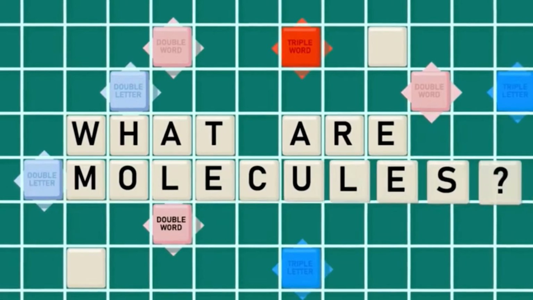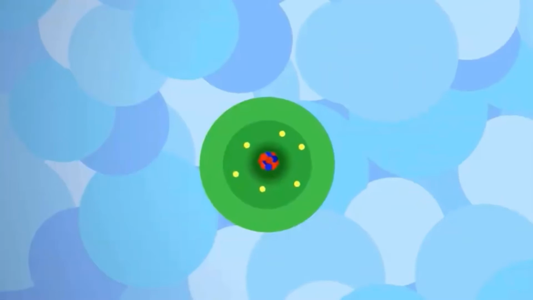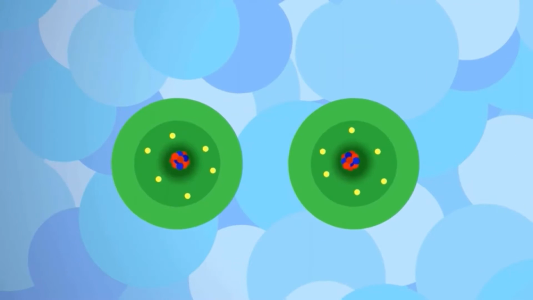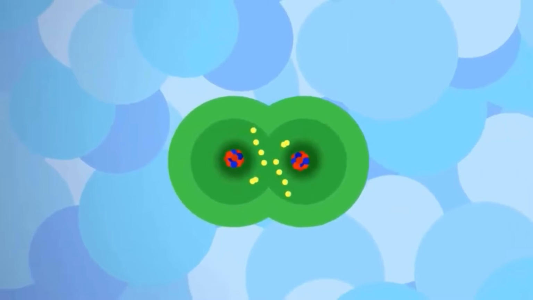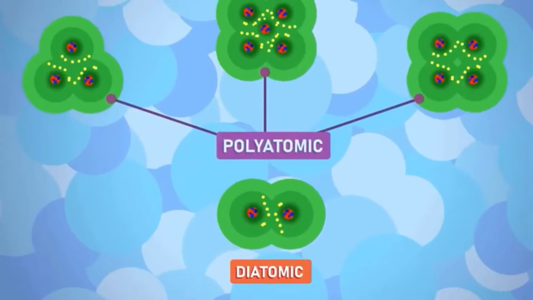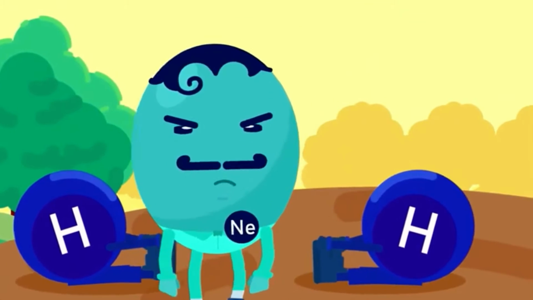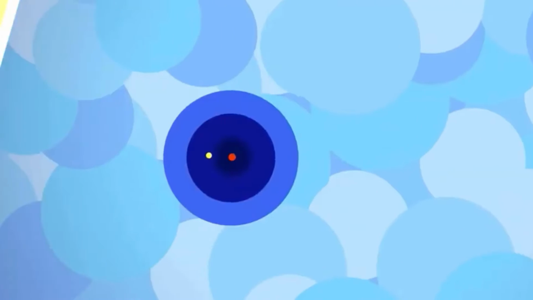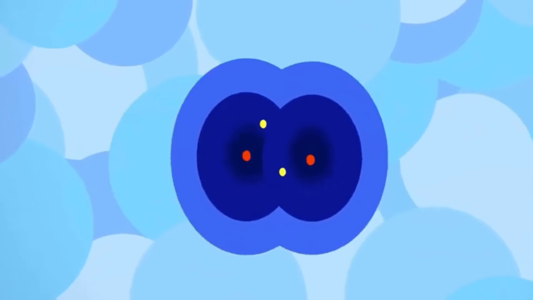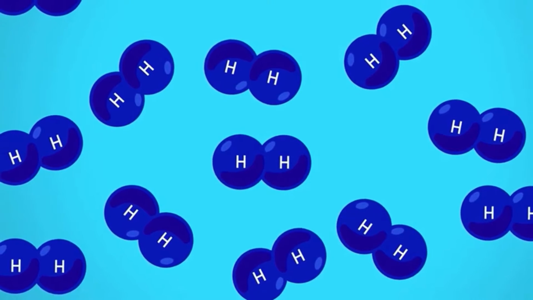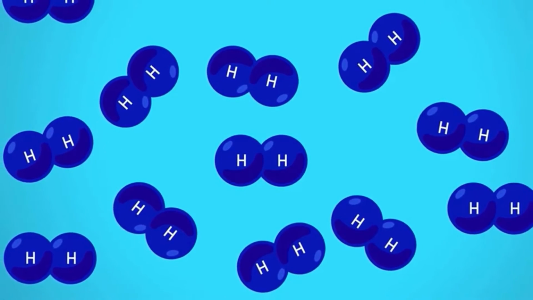What are molecules? Unlike the elements that have only one type of atom, molecules are formed by two or more atoms that are chemically combined. Molecules can be diatomic or polyatomic. Diatomic meaning that the molecules are formed by the combination of two atoms. For example, a hydrogen molecule is formed by two hydrogen atoms chemically combined. This is how the hydrogen molecule is found in nature and can be denoted as H2.